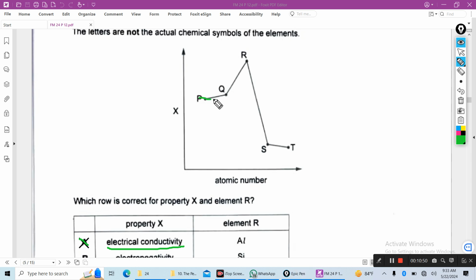As atomic number increases, so electrical conductivity increases because the number of free electrons increases. Sodium has 1 free electron, magnesium has 2 electrons, aluminum has 3 electrons, and element R will be Al, aluminum.